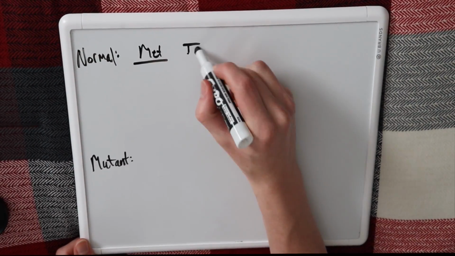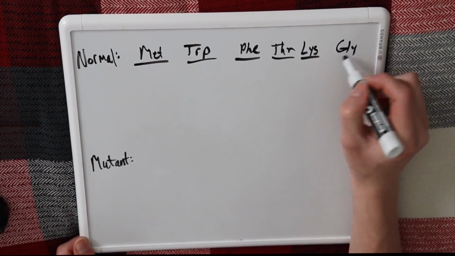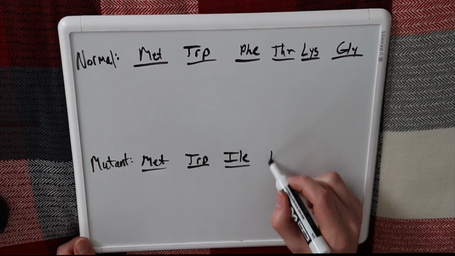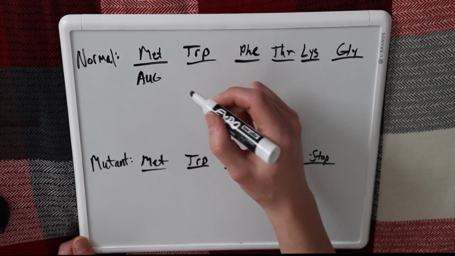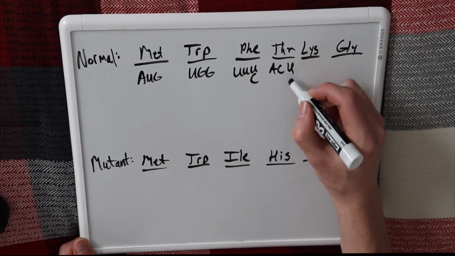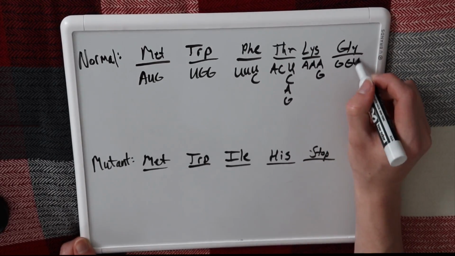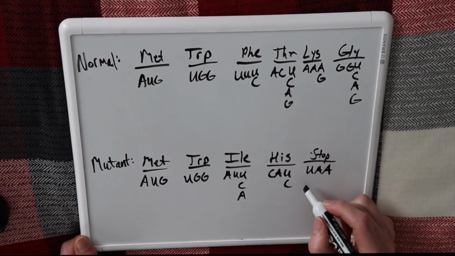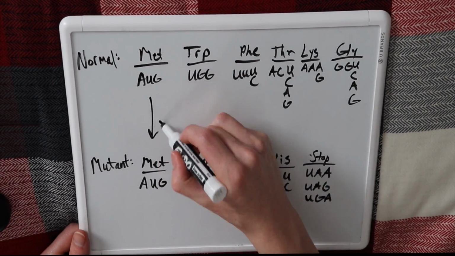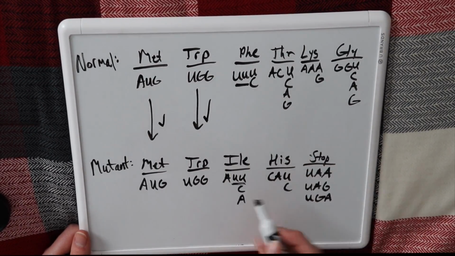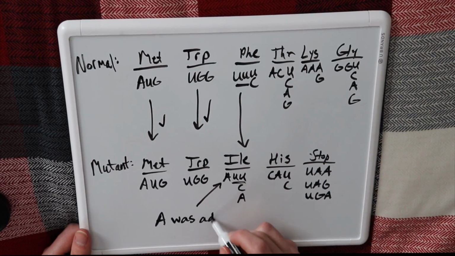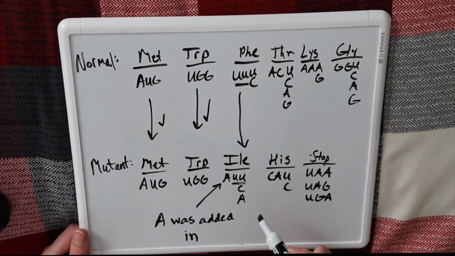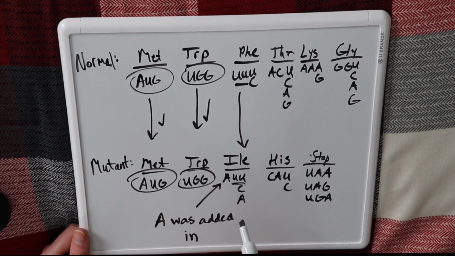Let's look at an mRNA example. To do this, we first write out the given amino acids and their corresponding mRNA codons. Then, we can compare the two given strands. The first two amino acids only have one codon, and they line up. We can then see that the UU from phenylalanine has shifted over by one base pair when compared to isoleucine. An A has been inserted into the mRNA codon.